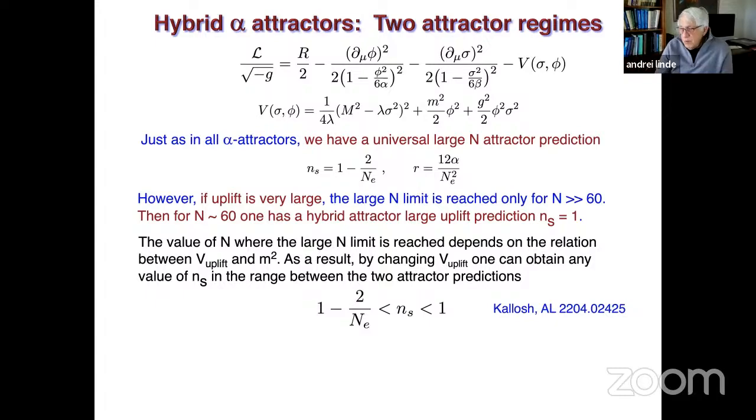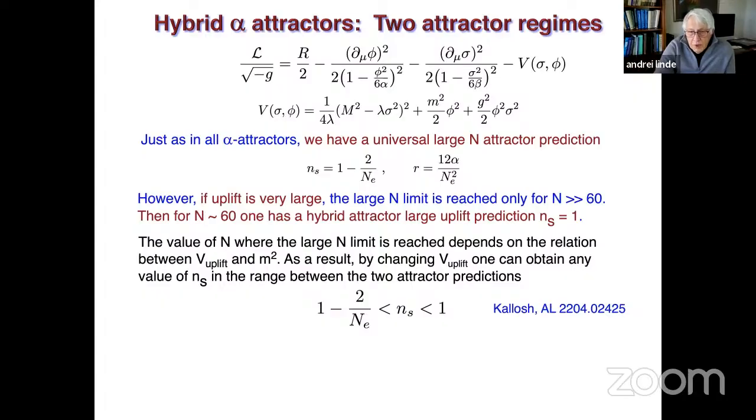So we have flexibility. If somebody tells you that we need a theory which explains very large NS, then starting from alpha attractors, you may cover all the range of NS from 1 minus 2 divided by n to NS equal to 1. Even more than that, but that is a special discussion.